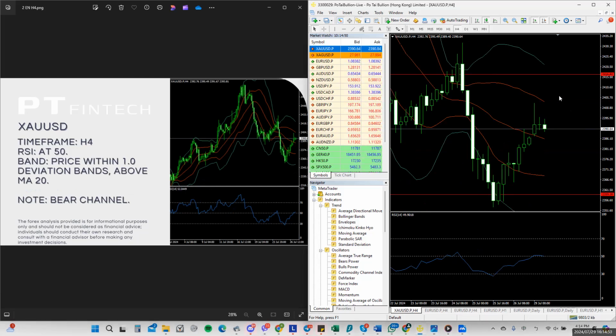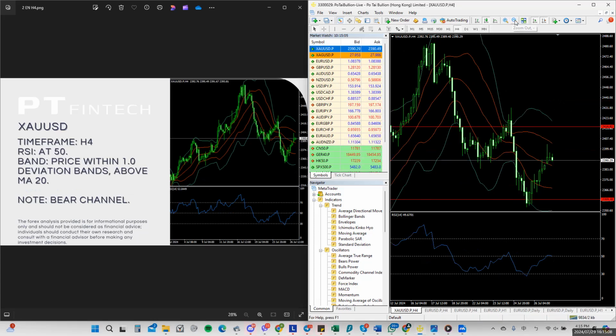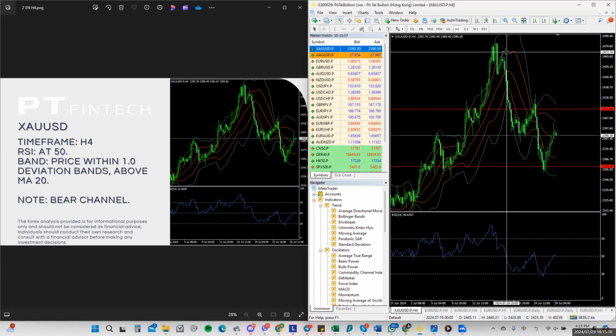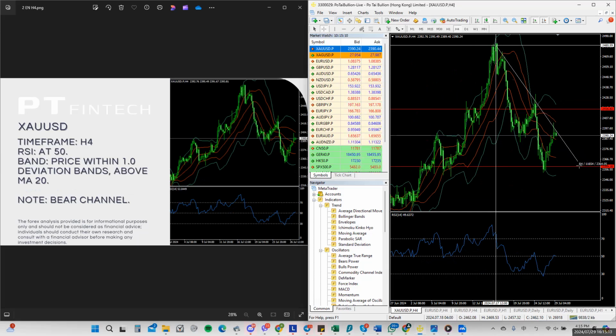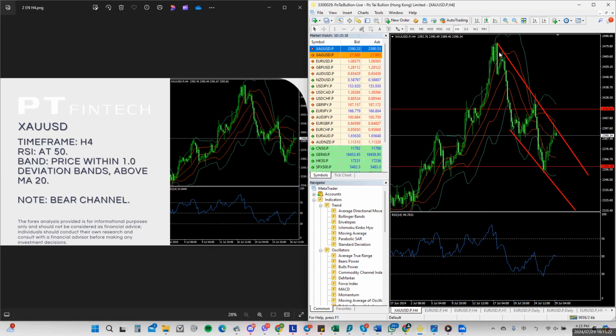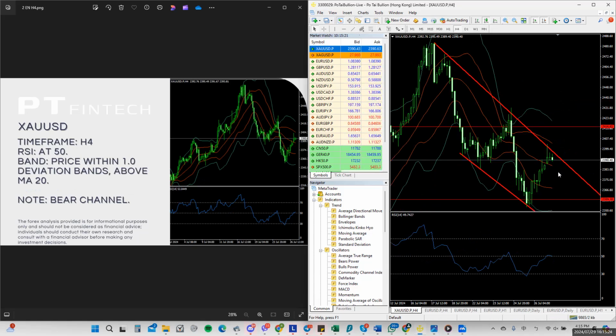Okay, H4, what type of information do we see here? RSI is at 50. The bands, price within 1.0 deviation bands. And it's currently above MA20. So overall, it should be more bullish, but it's really mixed right now. You see the tops are becoming lower and lower. Based on H4, we're seeing a very prominent bear channel right now.